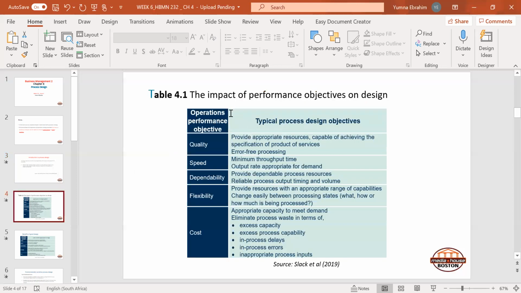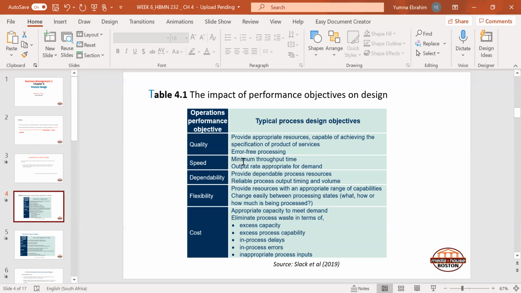So in this table, we already have visited and explained the operations performance objectives in a previous chapter. So we've talked about the importance of quality, speed, dependability, flexibility, and cost. I think it was in chapter 2. So here we link it to process design objectives. Your process must produce quality, error-free products or services. So you've got to make sure your process talks to quality and there are no errors.